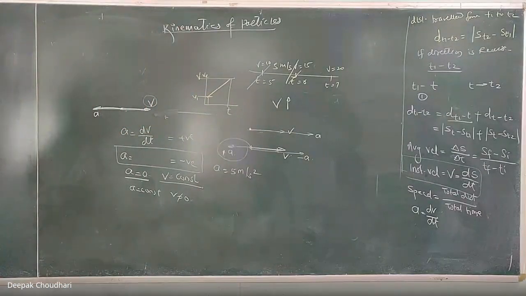So if the acceleration is constant, it means the velocity is going to change, and the rate at which that velocity is changing, that rate is constant. That is known as a positive acceleration. So I hope that all of these basic terms are clear to you.